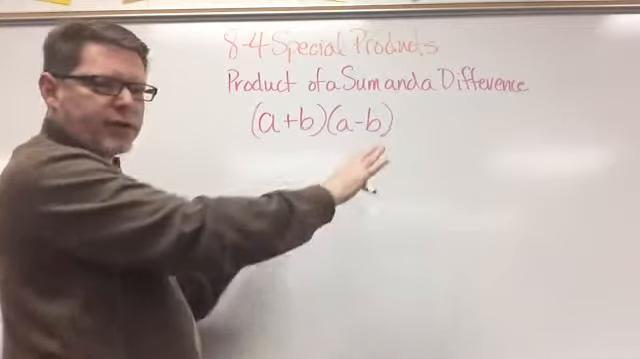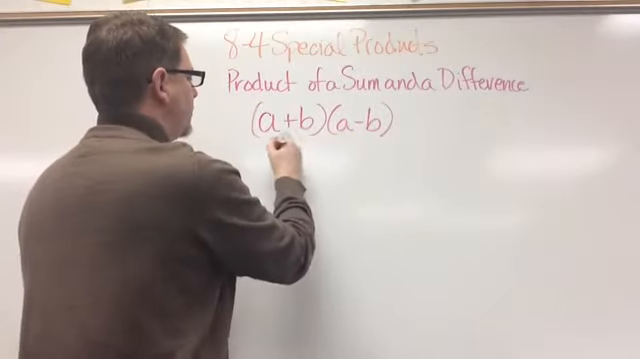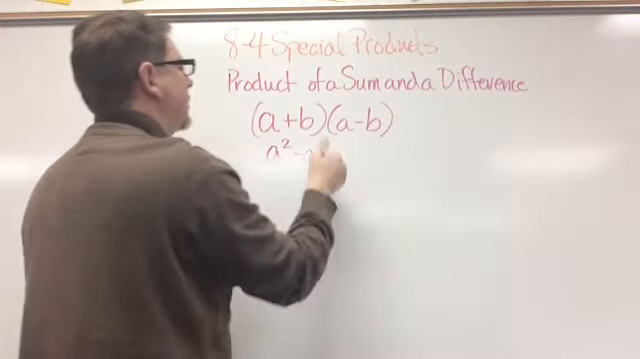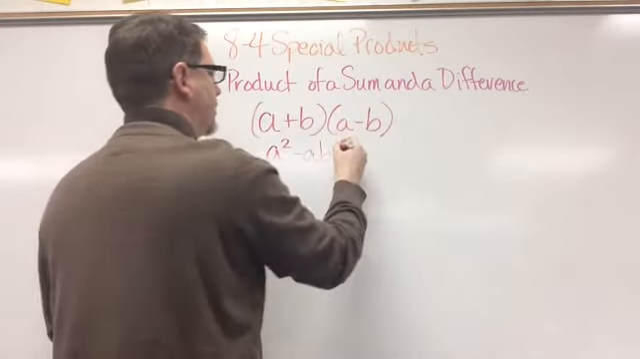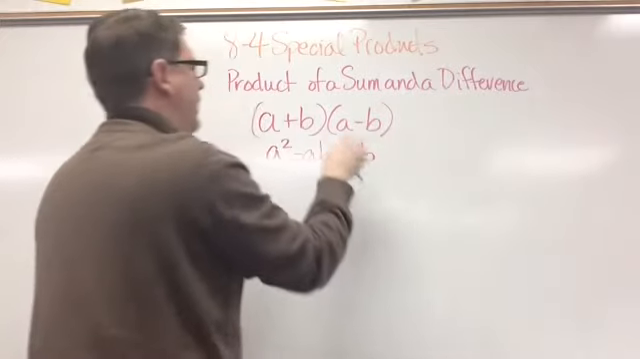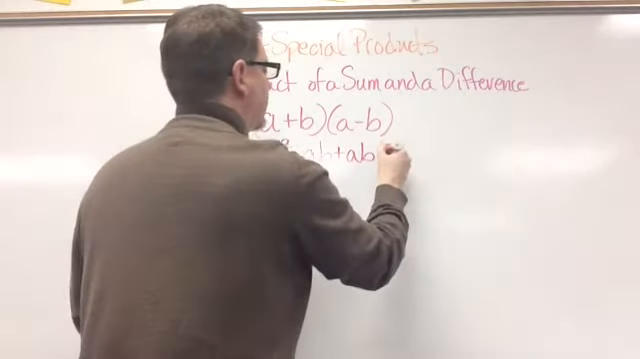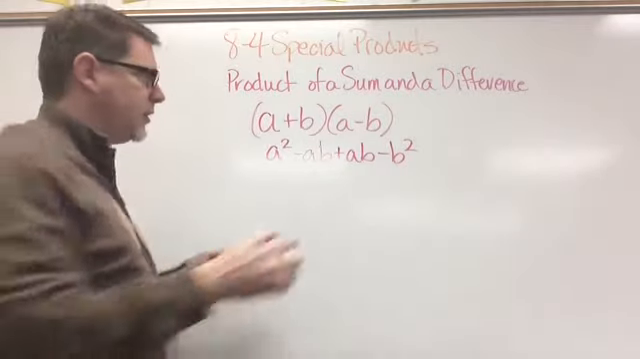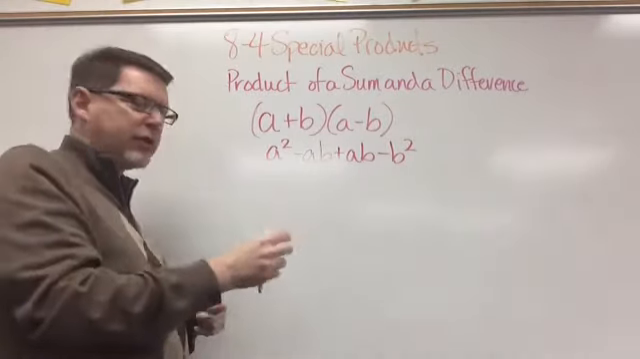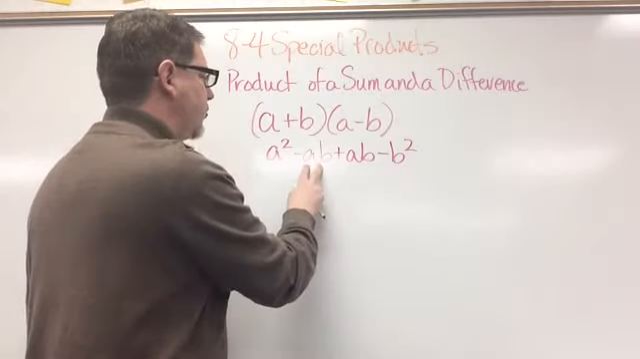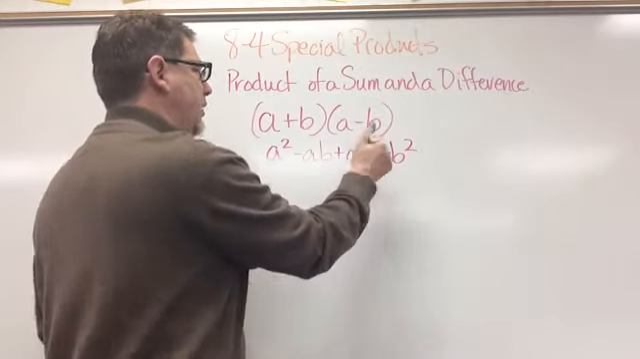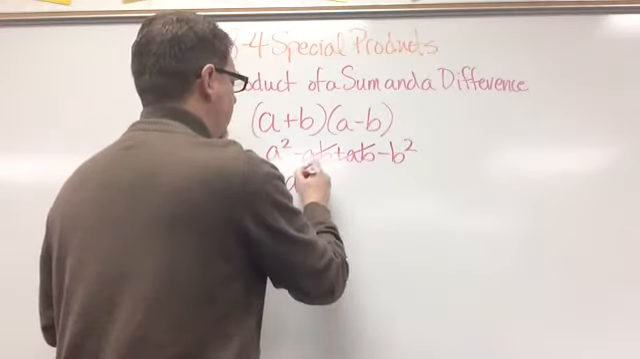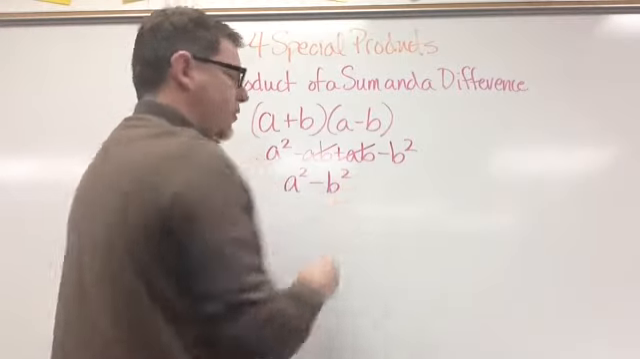So when we do FOIL, I have a times a, which is a squared. A times negative b is negative ab. B times a is positive ab. And b times negative b is negative b squared. Okay? I just used the FOIL method, wrote it out. Now if you look in the middle, I'm combining like terms, but I have negative 1ab and positive 1ab, so those cancel out. And all I'm left with is a squared minus b squared.